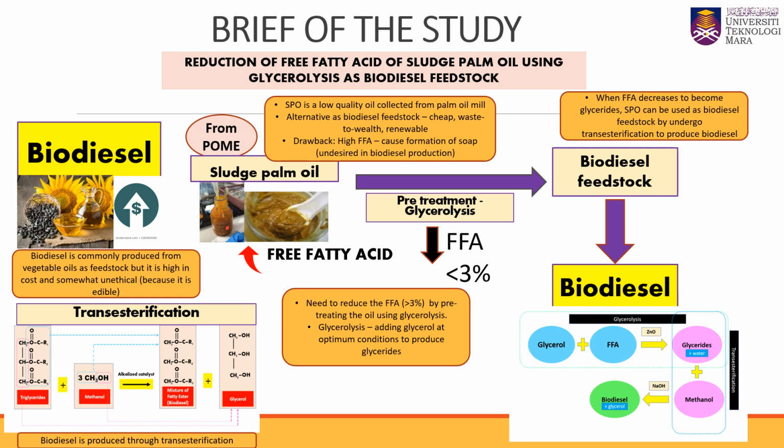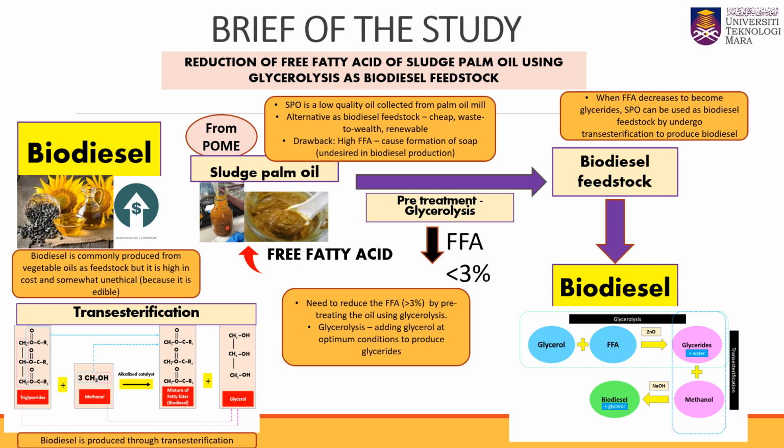But the drawback is the high FFA inside the palm oil, considering that it is a low quality oil. The FFA will cause the formation of soap, which is undesirable in biodiesel formation. Because of this low quality, we want to improve the oil by reducing the free fatty acid. Therefore, we do the pre-treatment by the glycolysis process.